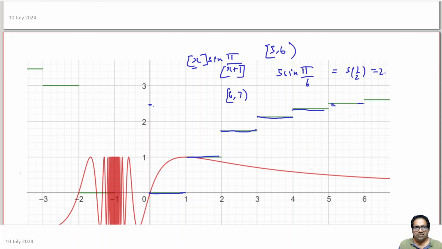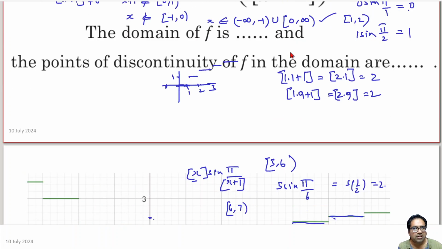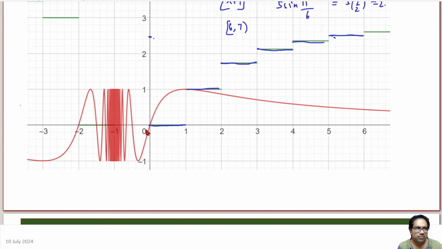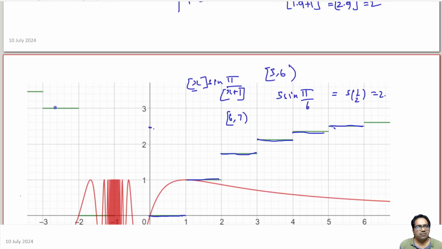So this graph is actually moving like this. It breaks at every integer. Okay. So the points of discontinuity are every integer, it is breaking. Between 0 and minus 1, we cannot even define. What happens between minus 2 and minus 1? Basically, this part will be equal to minus 2.